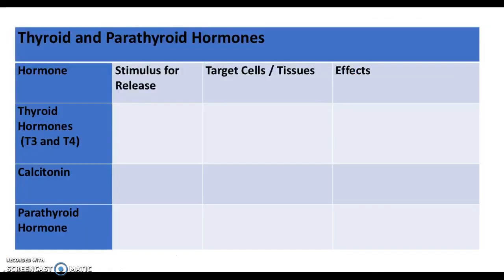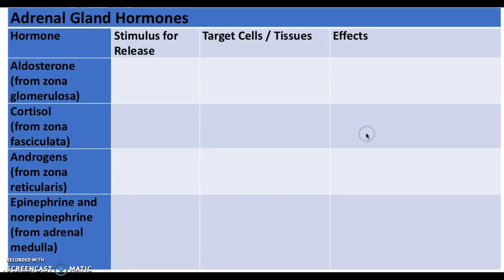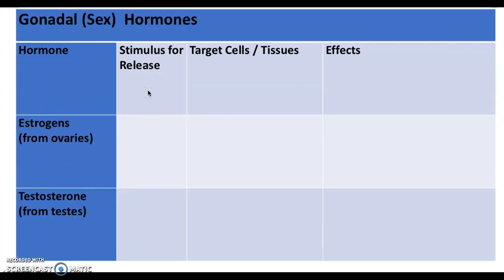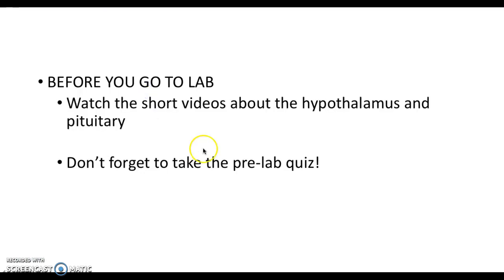So here we've given a quick overview of all of the classical endocrine glands and the organs that they produce. I've put on ELC a table that you can fill in, and each table has a place for you to identify the stimulus for the release, the target cells or the tissues that this hormone is acting on, and then the overall effects. Here I've just divided it up according to the hormones that come from each gland, pancreatic hormones here, and then gonadal sex hormones. Okay, so we end here.